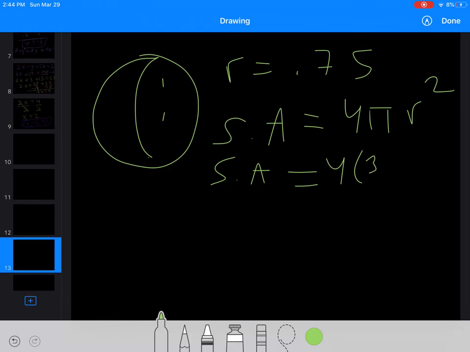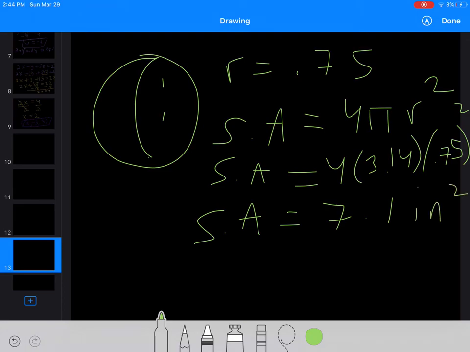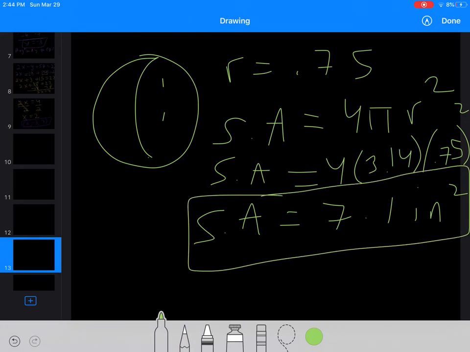So 4 times pi is 3.14, times 0.75 squared this time. Okay, so just write that a little neater. 0.75 squared. And so that surface area, when we're all done, is going to be approximately 7.1 inches squared. So that's how much material we'll need to cover.